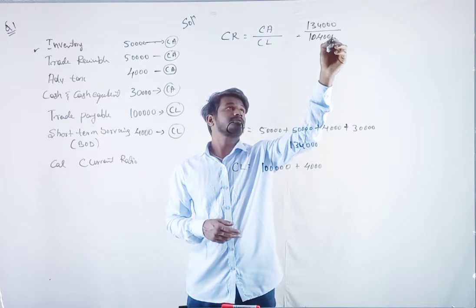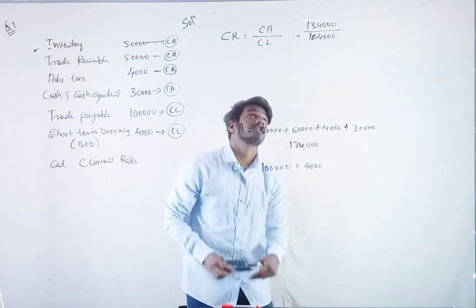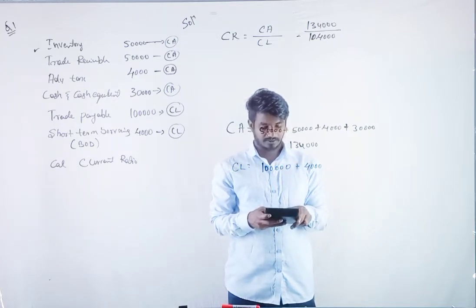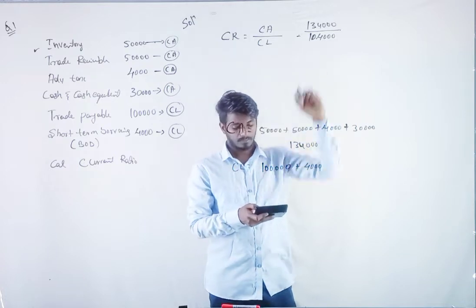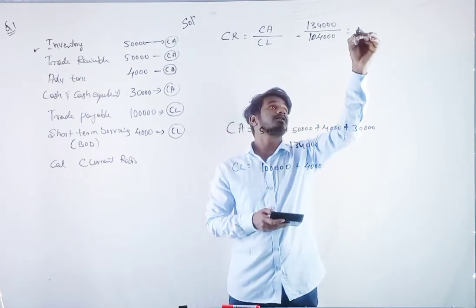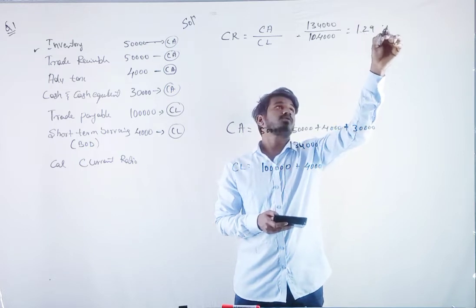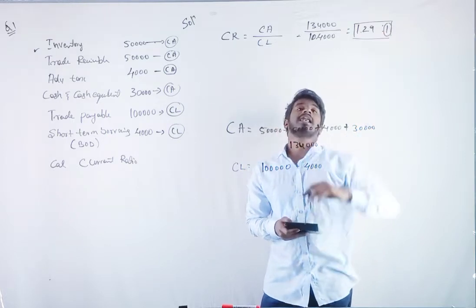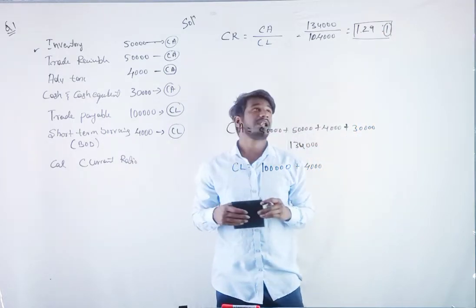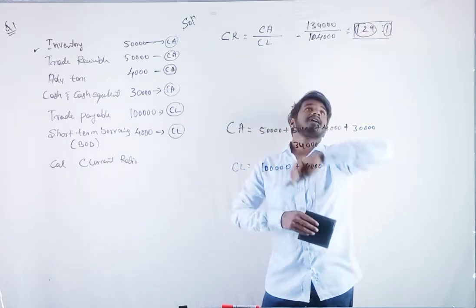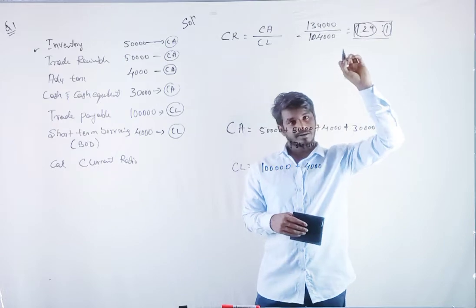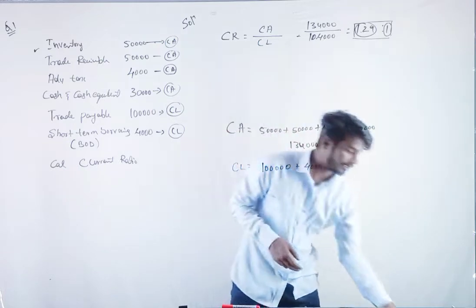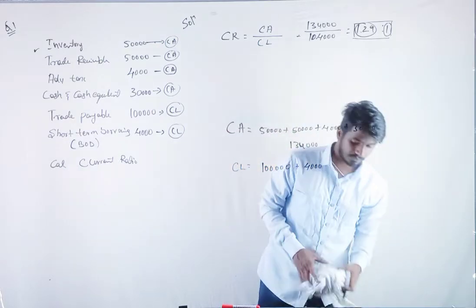1 lakh 34,000 divided by 1 lakh 4,000 is equal to 1.29, that is 1.29 to 1. What it means is, if you have 1 rupee of liability, I have assets of 1.29 rupees. Yes, that completes your first question. Let us go for question number 2.